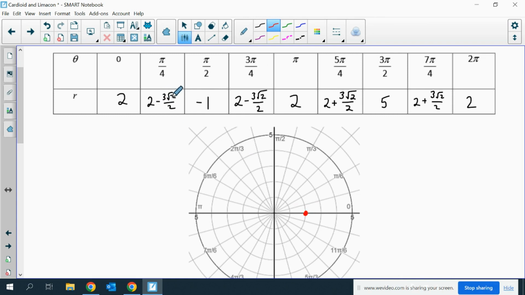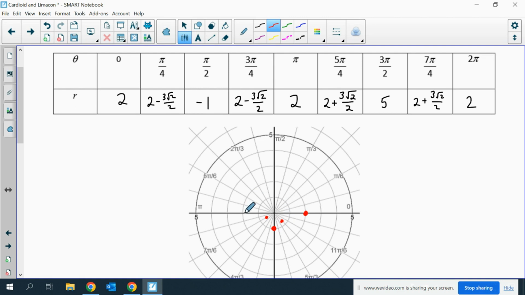I see 2 minus 3 root 2 halves, which is going to be a negative number. So at pi fourths, I've already gone into the negatives. It's going to be about negative 0.4-ish or so. Negative 1 comma pi halves is going to be at 1 comma 3 pi halves. It's going to be at the same point.